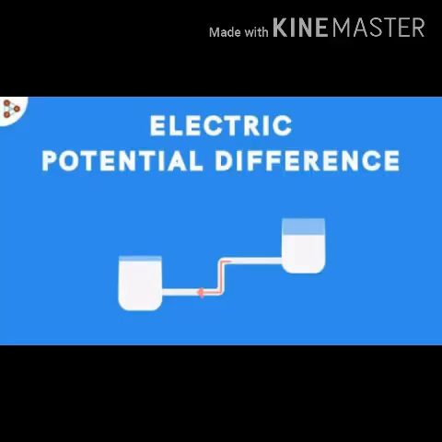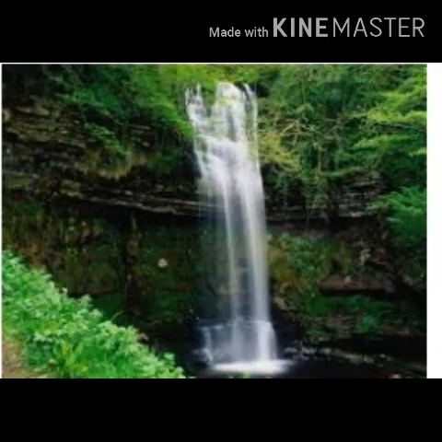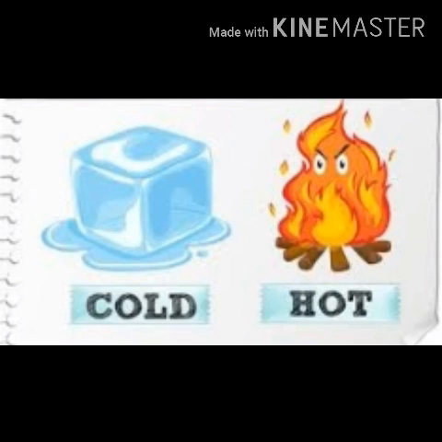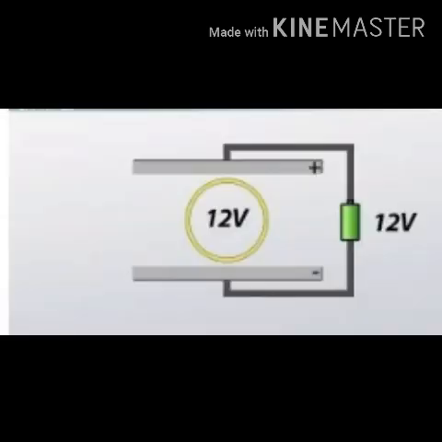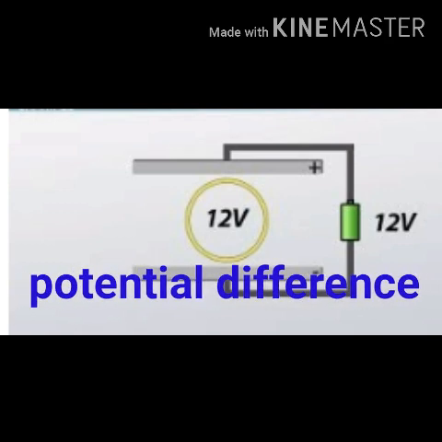Potential difference. Similar to the height of a waterfall, or the temperature difference of hot and cold bodies, there is a difference between the potential of two points. This difference in electric potential between two points in an electric field is called potential difference.